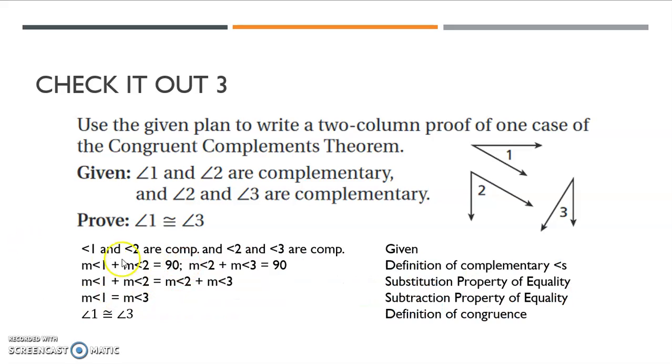Okay, so what I did is I copied the given statement first, and I wrote given. Then it said to use the definition of complementary angles. So that means that angle 1 plus angle 2 is 90, and angle 2 plus angle 3 is 90. Then it said to use the substitution property of equality. So I replaced these 90 degrees with this expression here. So angle 1 plus angle 2 equals angle 2 plus angle 3. I subtracted angle 2 on both sides to get angle 1 equals angle 3. And then I used the definition of congruence to get angle 1 is congruent to angle 3.